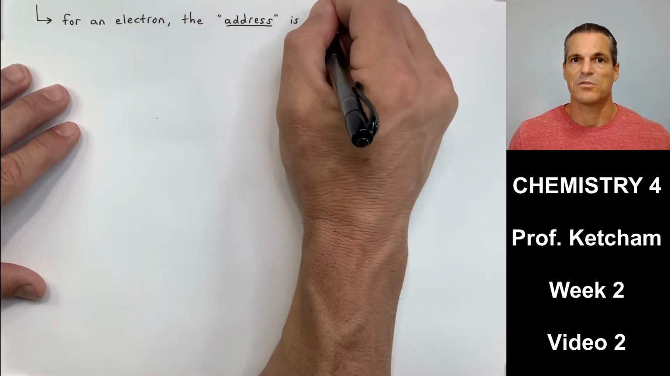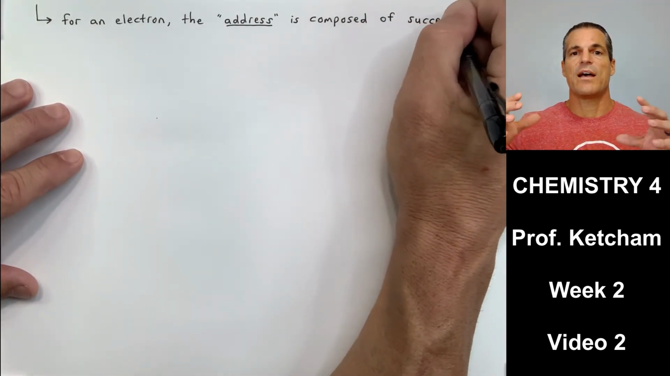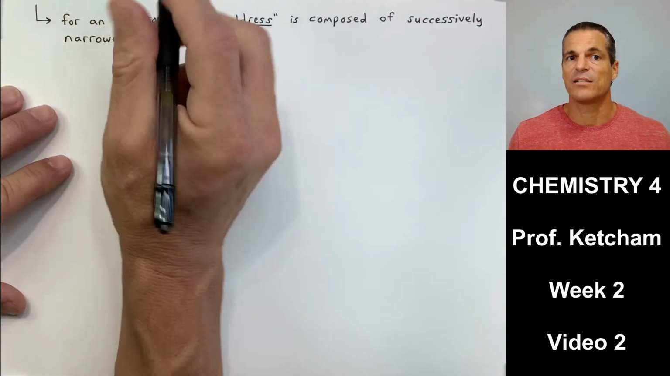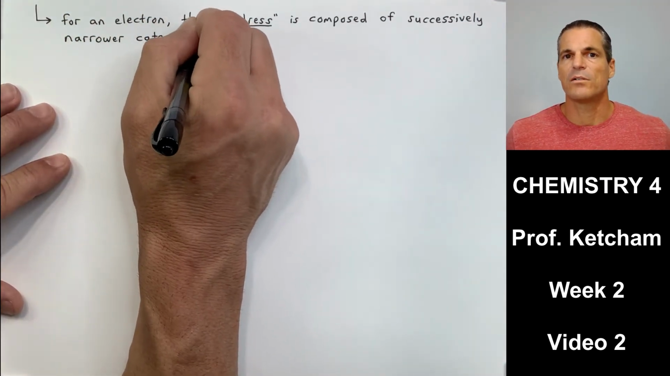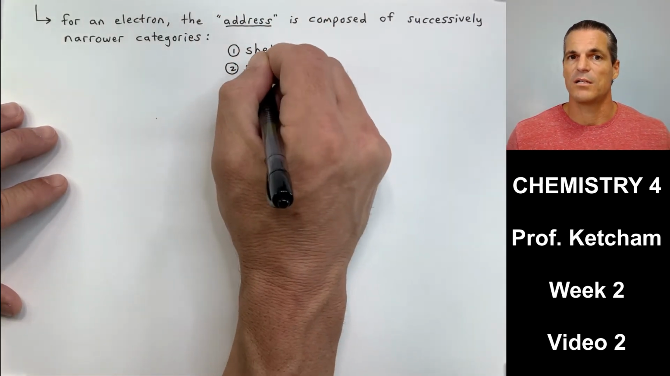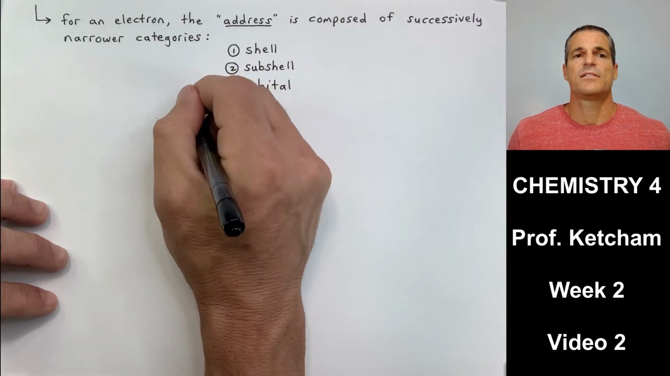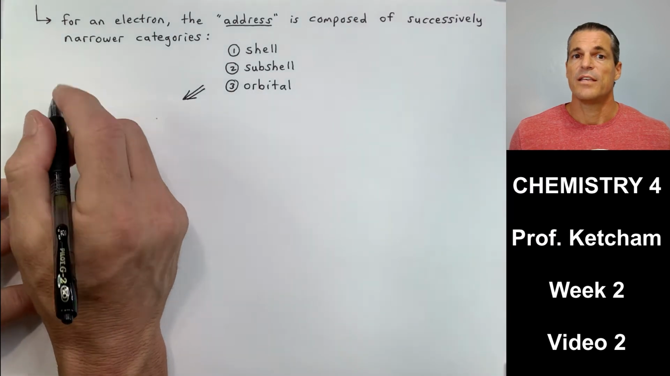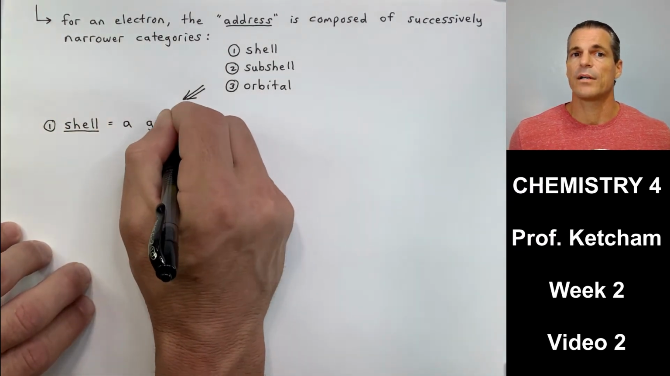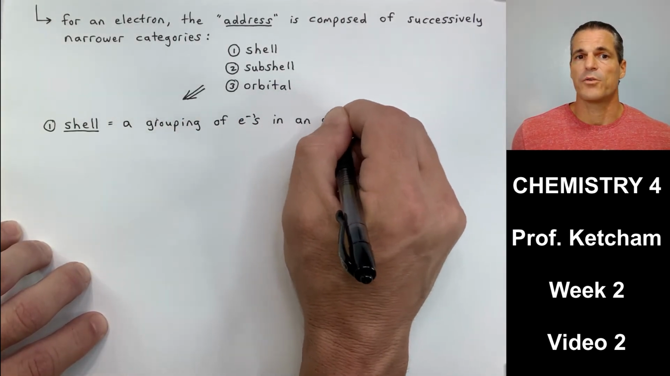Same thing with electrons, right? We have a great thing called the principal quantum number n, then we have the orbital, and then we have the magnetic spin and things like this. So very similar to people, we can narrow down where each electron is located in an atom. So let me put all of that down in our notes. It says, for an electron, the quote-unquote address is composed of successively narrower categories. Number 1 is the shell, 2 is the subshell, and 3 is the orbital.